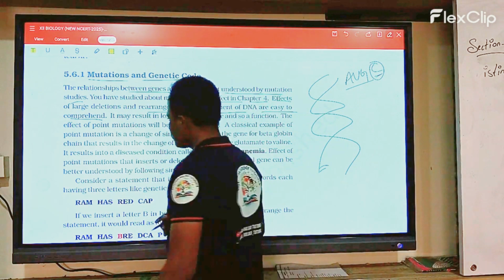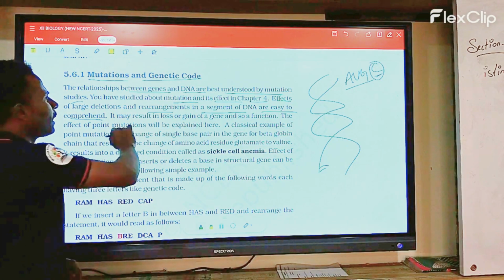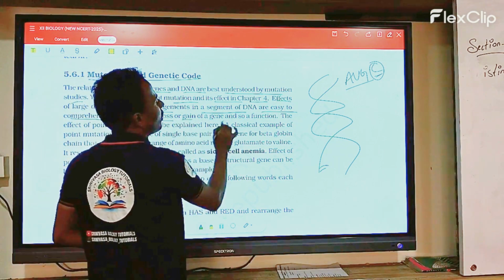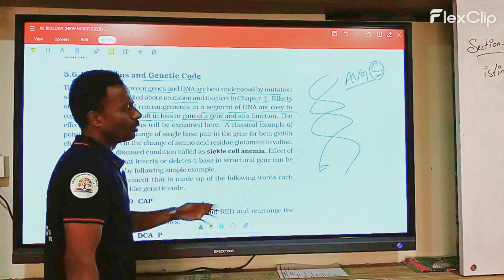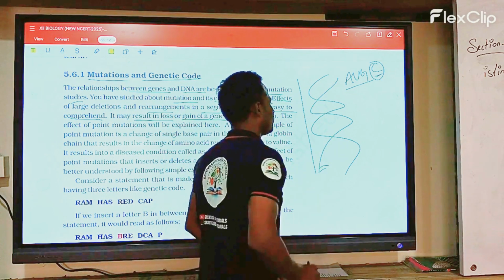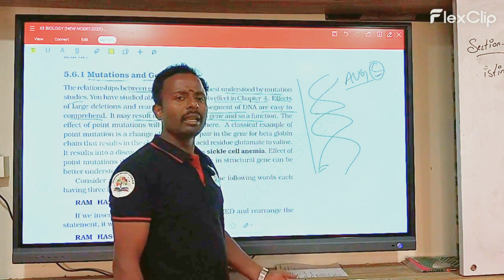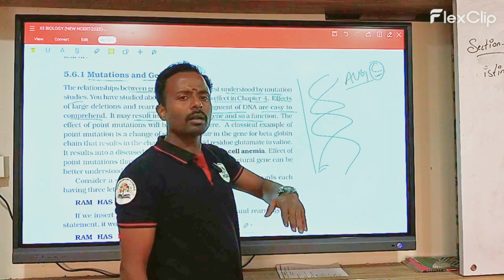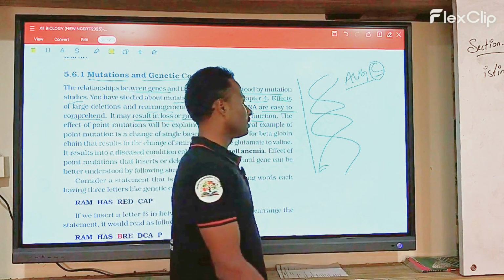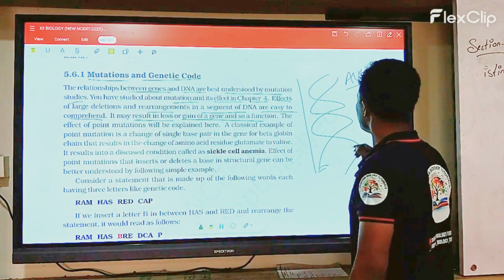Let's see here. It may result in loss or gain of a gene's function. So in the total DNA strand, any codons will get added or any codons will be lost. Then what happens? Almost certainly mutation takes place.